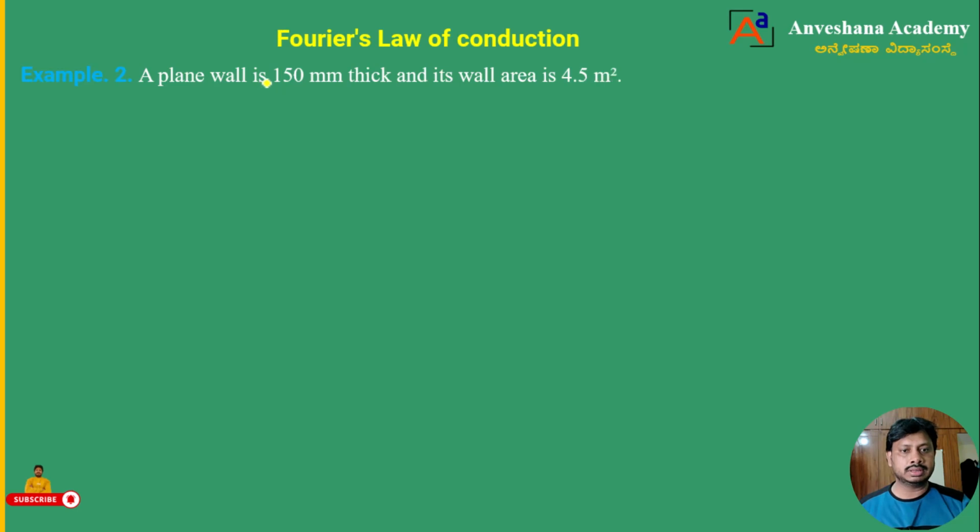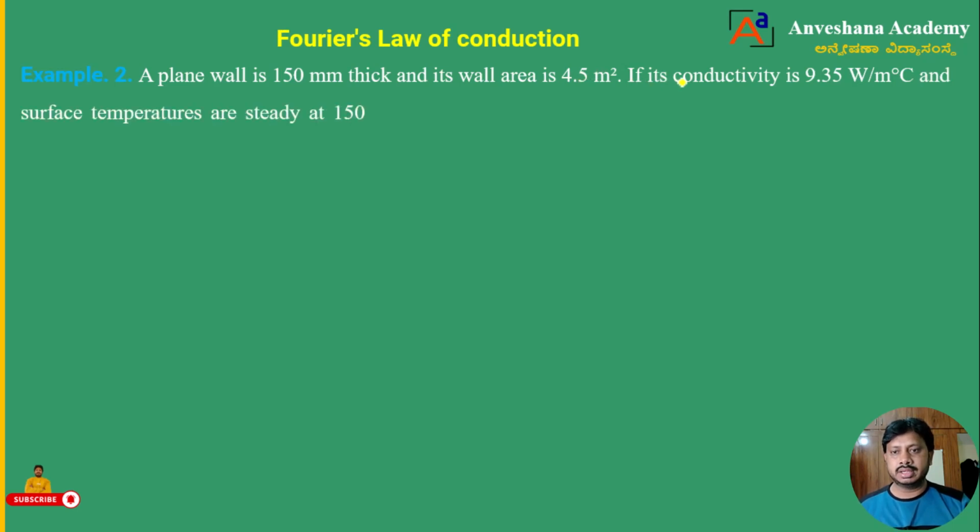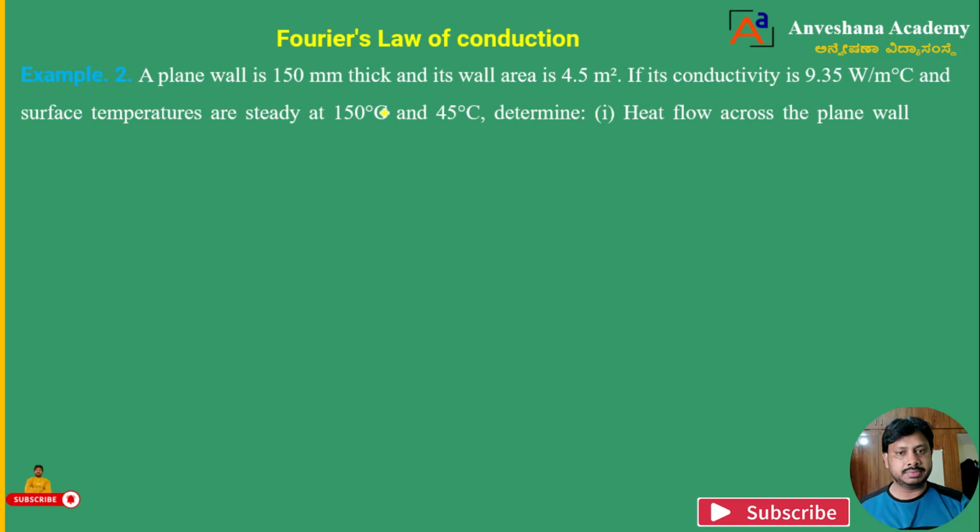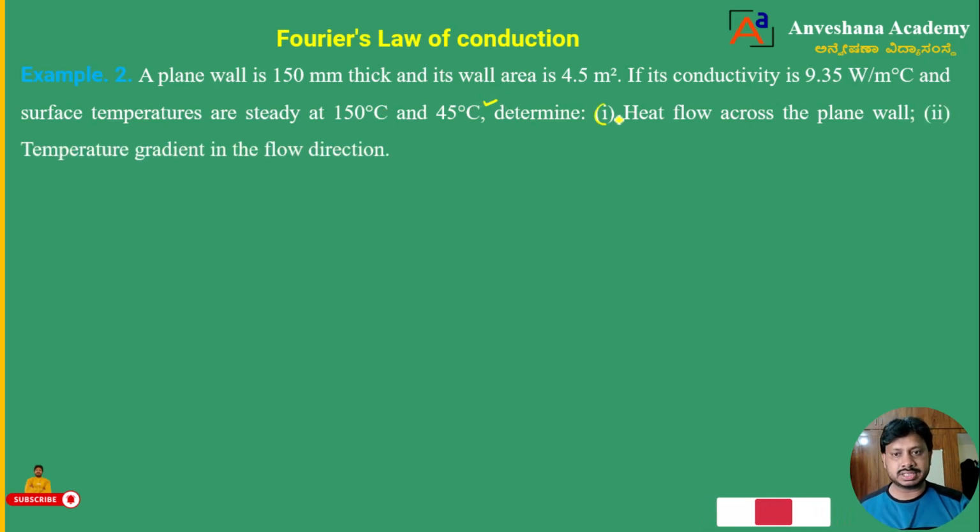A plane wall is 150 mm thick and its wall area is 4.5 meter square. If its conductivity is 9.35 watt per meter degree Celsius and surface temperatures are steady at 150 degree Celsius and 45 degree Celsius, determine first, the heat flow across the plane wall. Then second, you have to calculate the temperature gradient in the flow of heat direction. This is the problem he has given, dear friends. So you have to solve the numerical.